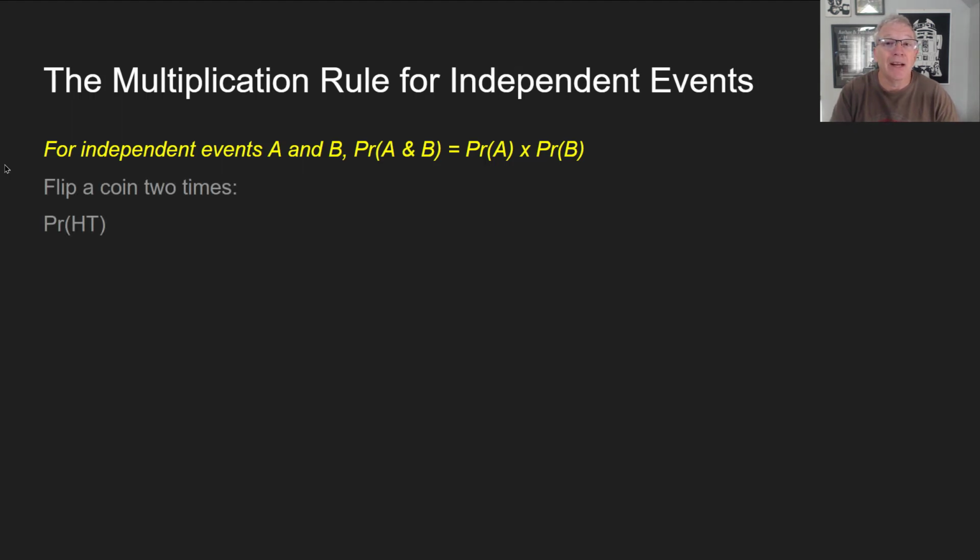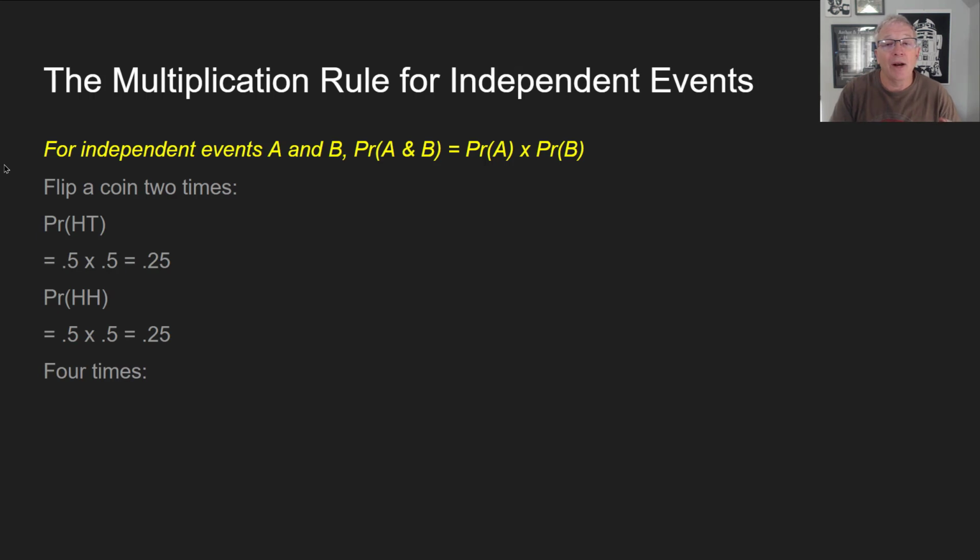Flip a coin 2 times. What's the probability of getting a head, then a tail? Well, it's the probability of getting a head, which is 0.5, times the probability of getting a tail, which is 0.5, which equals 0.25. So an HT is 0.25. The probability of getting two heads is the same. It's 0.5 times 0.5 because those are independent events. There's no connection between them.